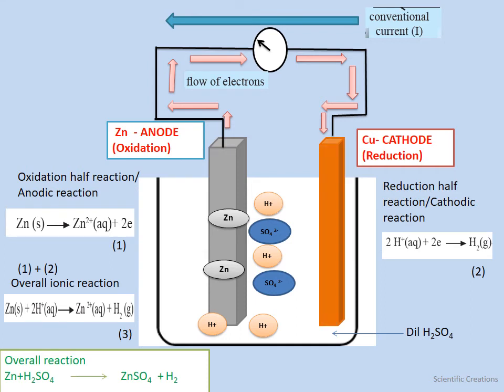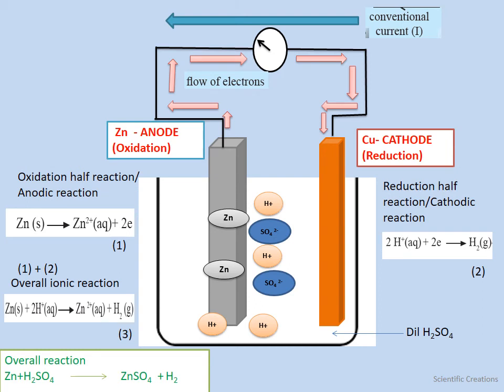The reaction which takes place in the electrode or nearby the electrode is known as a half reaction. The reaction that takes place near the anode is the oxidation half reaction or the anodic reaction. The reaction that takes place near the cathode is the cathodic reaction or the reduction half reaction. Here too, sulfuric acid dissociates into hydrogen and sulfate ions, and these ions are randomly distributed throughout the solution.